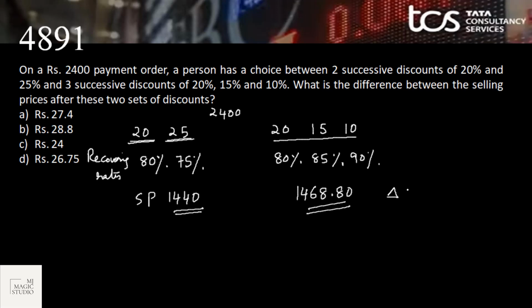1468.8 minus 1440, the difference is 28.80. We can use the on-screen calculator for quick calculation. It won't take more than 30 seconds of time. Option B is the pick.